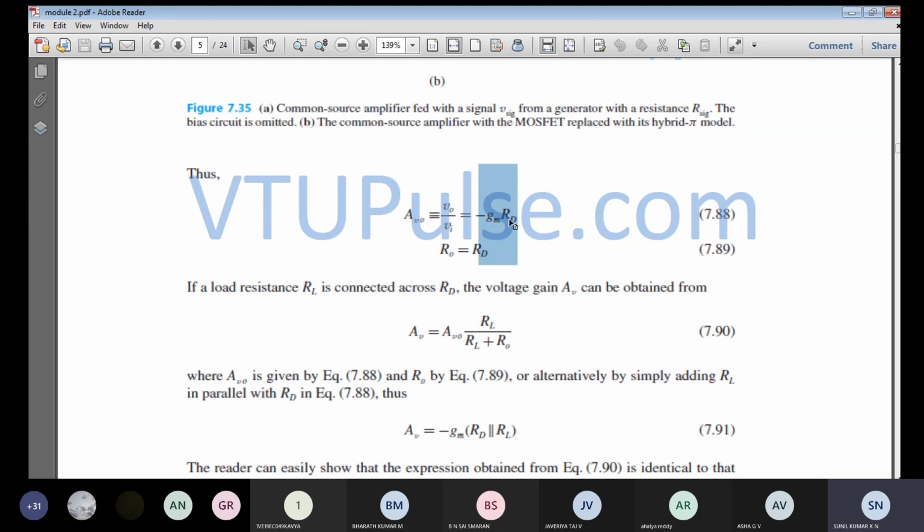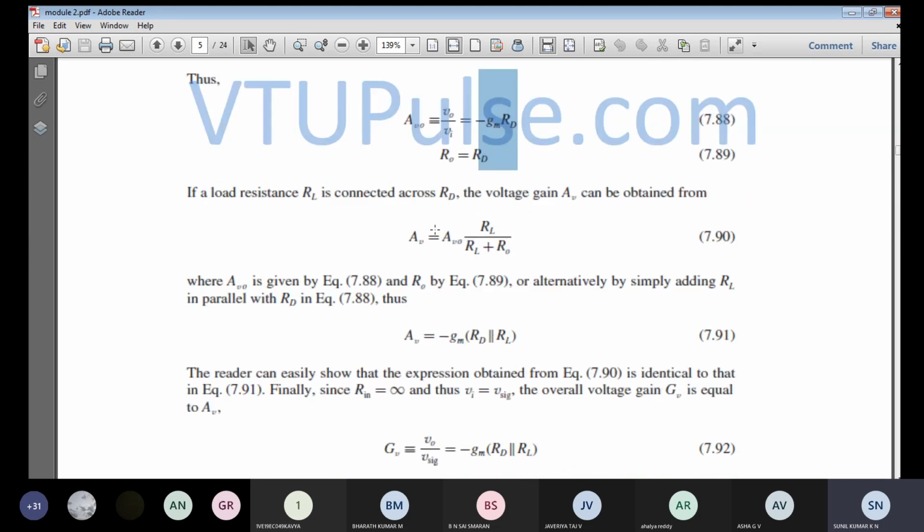So minus Gm into Rd is the voltage gain. Now for this voltage gain we found, if RL is connected in parallel, it becomes RD parallel RL. So that is the gain. AV naught is nothing but minus Gm into RD, so minus Gm into RD parallel RL, so that is the gain expression you will be getting.